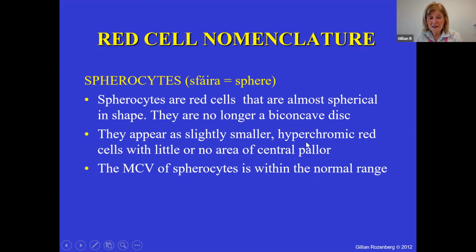I've said that they appear slightly smaller because spherocytes, being abnormal cells, are removed by the spleen, and therefore you may get an increase in reticulocytes to compensate. As you know, the reticulocytes have a slightly larger diameter. So when you've got a larger reticulocyte and a smaller spherocyte, you're going to end up with a normal mean cell volume. So they compensate for each other.